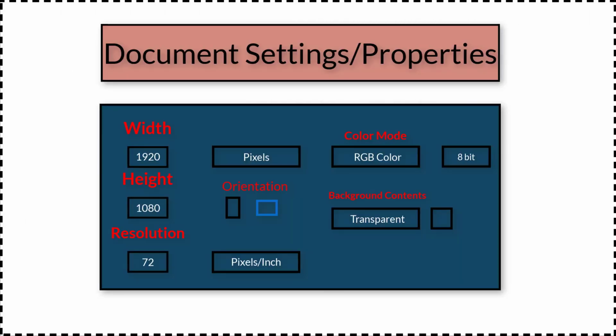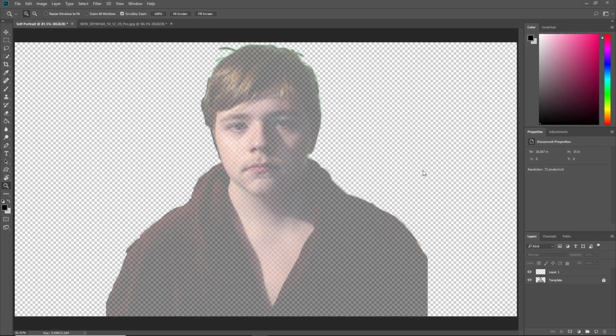A picture of yourself or whoever you want. Once you've brought your picture into your document, you want to name it template and lock it so that you can't modify it in the future. And then you want to create another layer above it, and we're going to name this layer mouth.